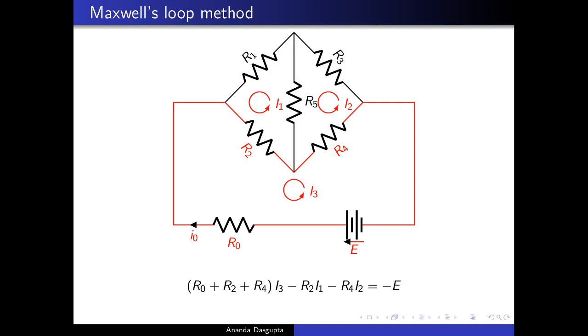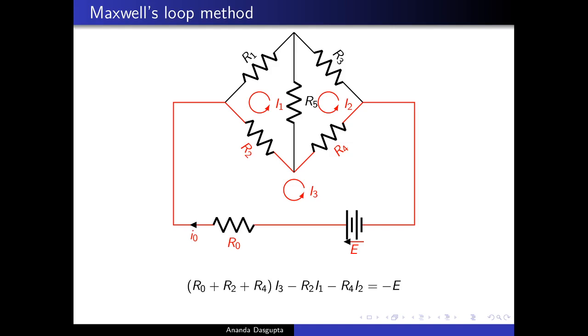Just add up all the resistances in the loop, multiply by the loop current for that particular loop, subtract contributions from adjoining loops, IR contributions from adjoining loops, and then equate that to the net voltage in the loop, net voltage rise in the loop as you go around.